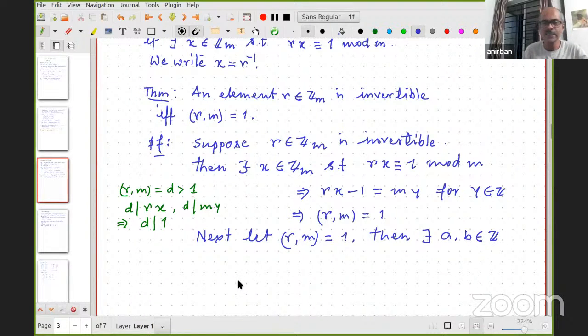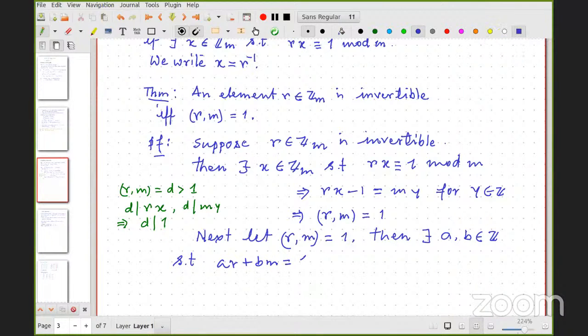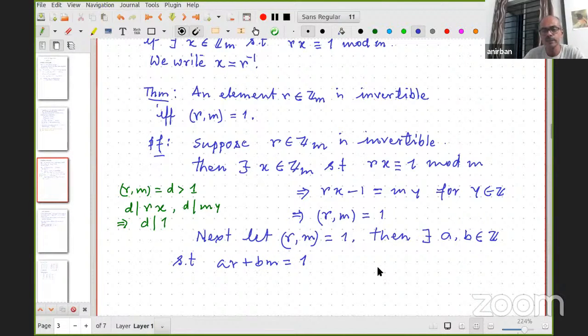So if the GCD is 1, then there exist A and B integers such that AR plus BM is equal to 1. So this is a fact I'm using. We are going to discuss this in the tutorial. It comes from Euclid's division algorithm, and we would use this to find an algorithm for inverses.